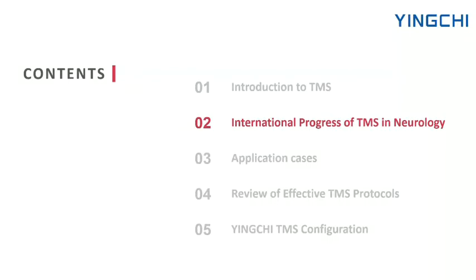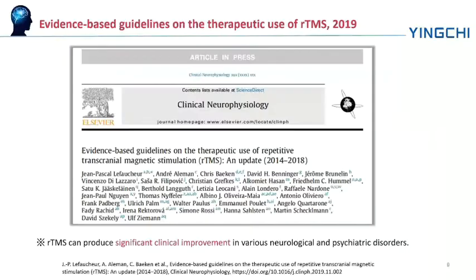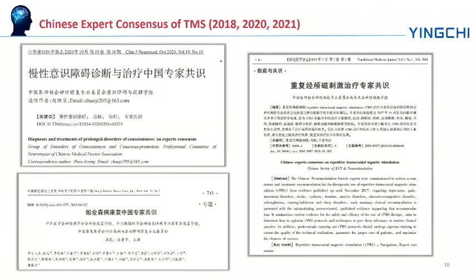Next, we will introduce some international progress of TMS in neurology. Here are the evidence-based guidelines on the therapeutic use of rTMS from 2019, which highlighted that rTMS can produce significant clinical improvement in various neurological and psychiatric disorders, and we will also summarize the recommendations from these guidelines. These are some Chinese expert consensus statements on TMS, especially for Parkinson's disease, disturbance of consciousness and migraine. TMS has been applied widely in China for many years.